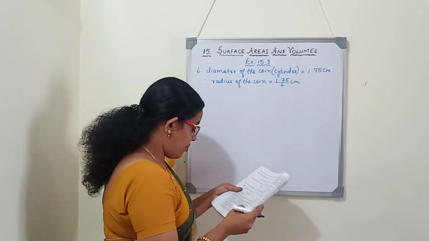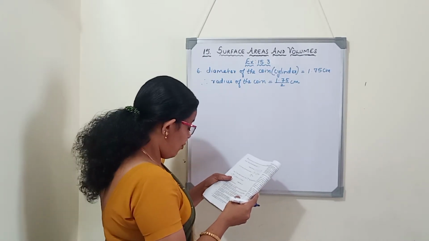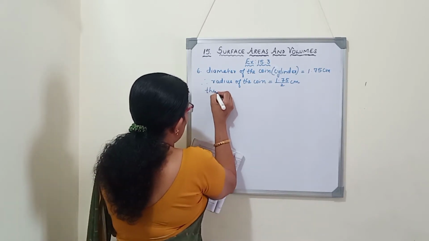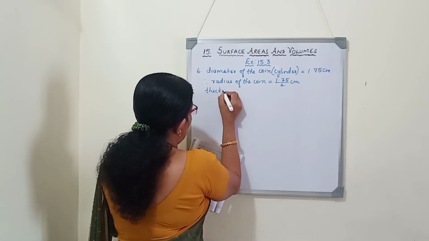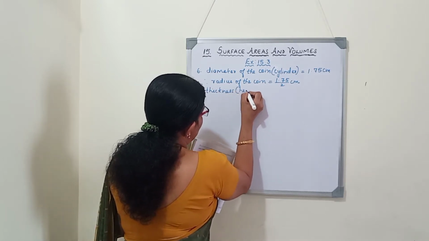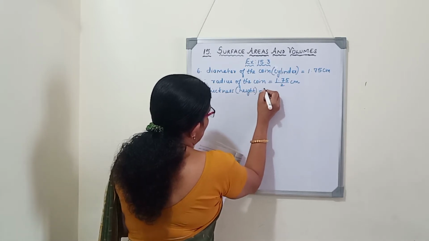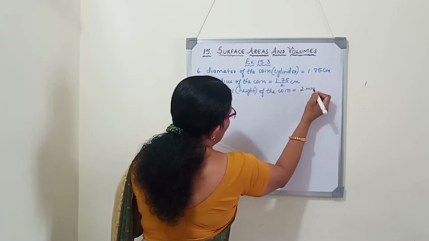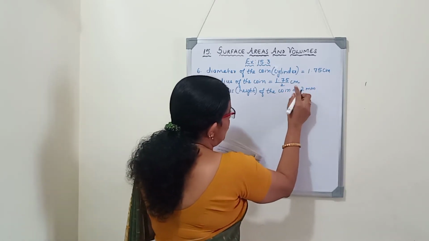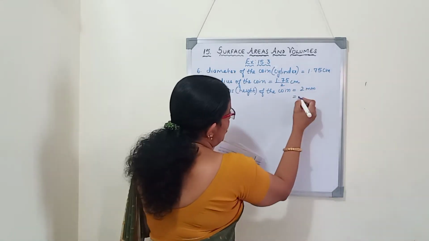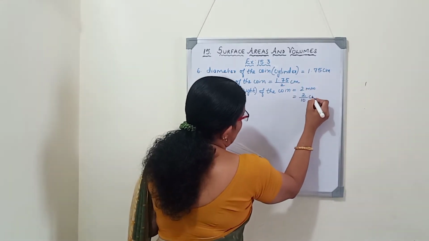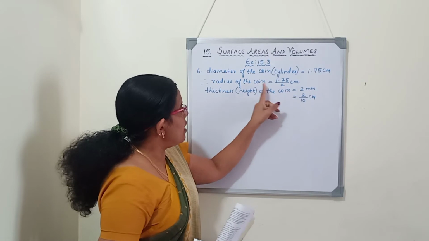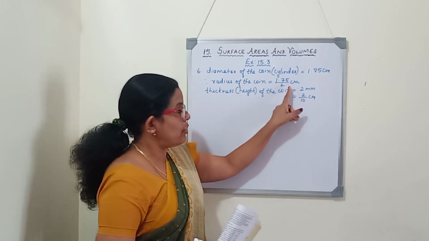How many coins of 1.75 centimeter diameter and of thickness 2 millimeter? Thickness of the coin will be considered as the height of the cylinder. Thickness is height. It is 2 millimeter. Millimeter we will convert into centimeter because all the values are in centimeter. 1 centimeter is 10 millimeter. So 2 by 10 centimeter. So height of the coin is 2 by 10 centimeter. Radius of the coin is 1.75 by 2 centimeter.